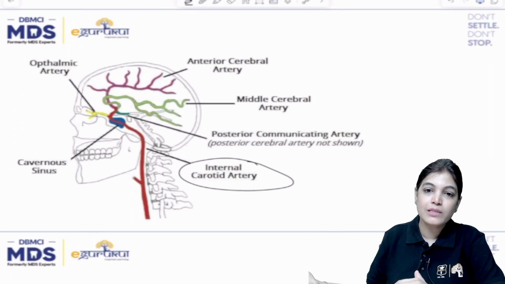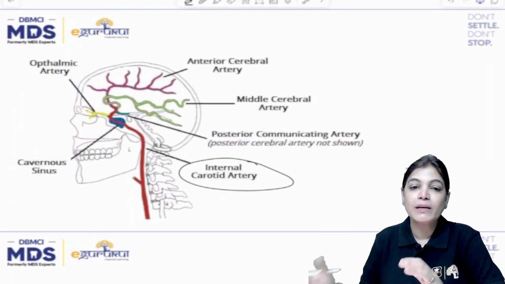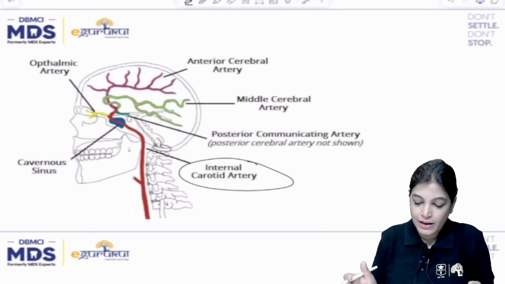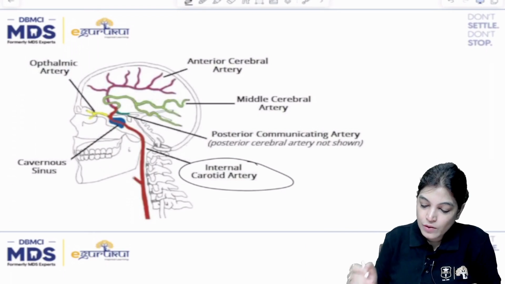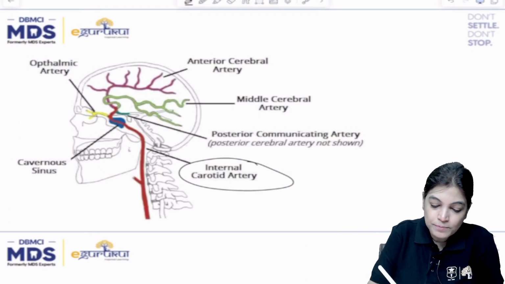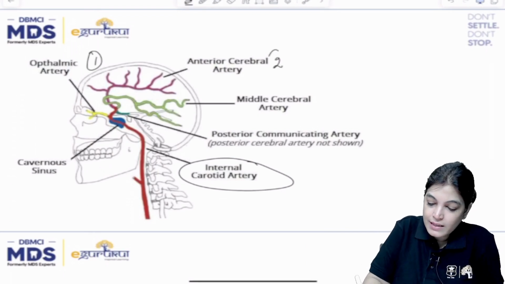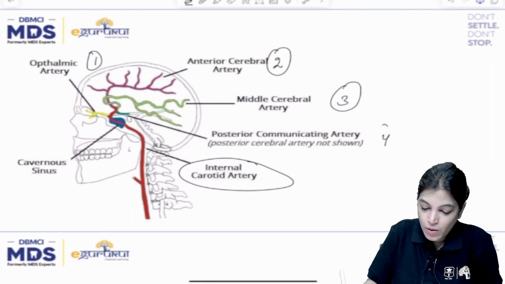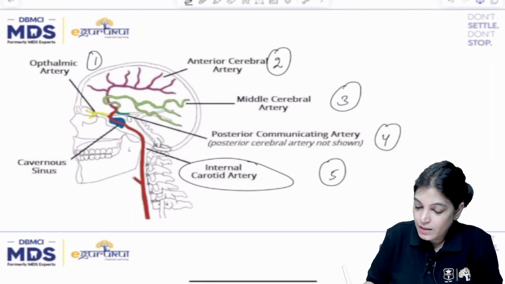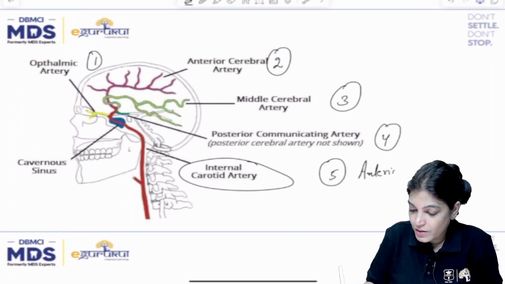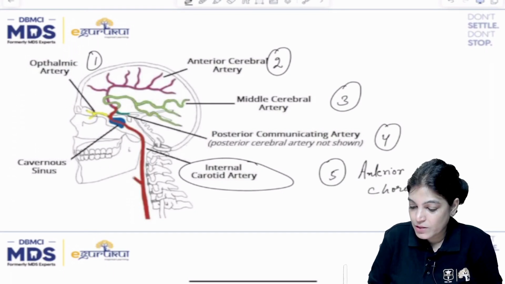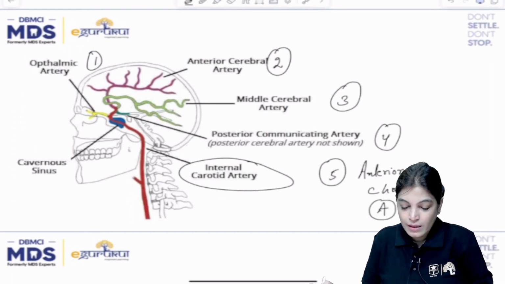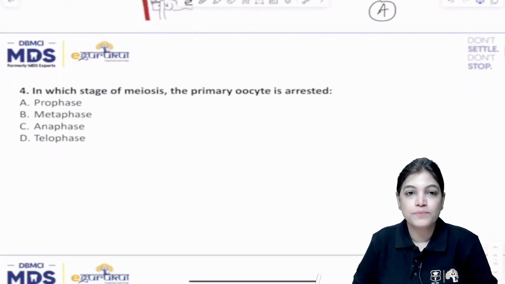So we are not going into the discussion of the external carotid artery, but here the question was asked about the internal carotid artery. So we have 5 branches as you can see in this diagram: ophthalmic artery, anterior cerebral, middle cerebral, posterior communicating, and the other one is the anterior choroidal artery, which has been asked in the exam in this MCQ. So got this? Let's move on to the next question.